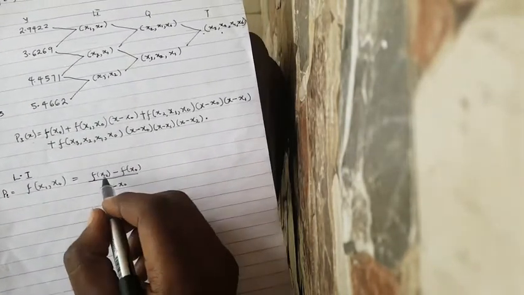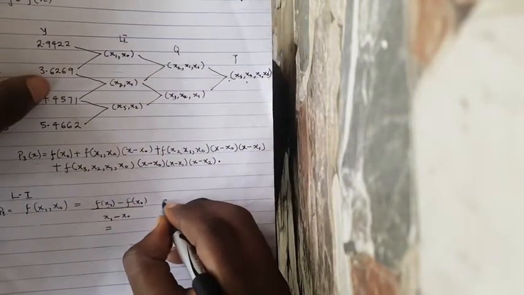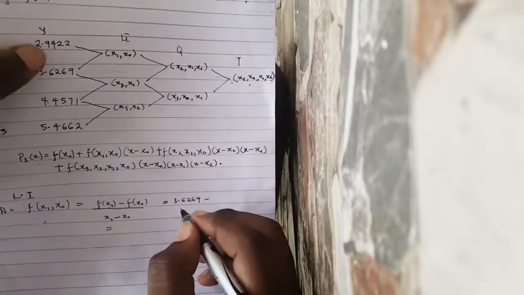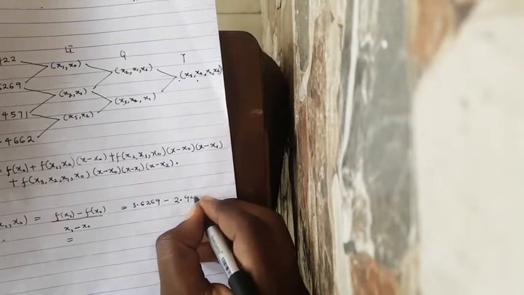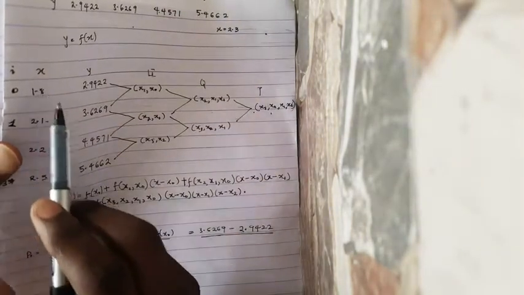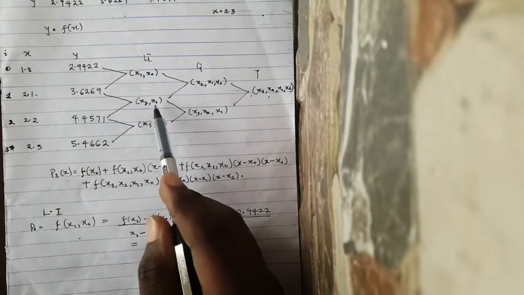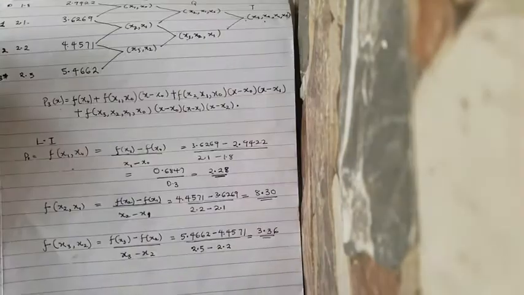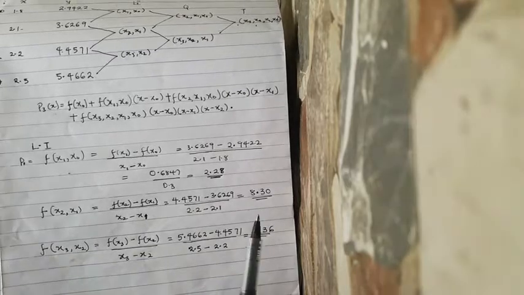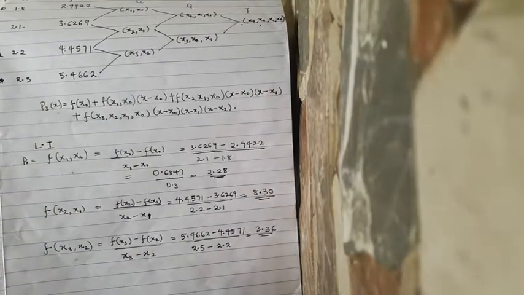From here, you know your f of x1. This is x1, so f of x1 will be 3.6269, minus the f of x0, which is this one, because this is x0. The x1 is 2.1 and the x0 is 1.8. I'll do the same thing for x2, x1 and x3, x2 shortly. When you solve it, this is what you get. The first one 2.28, 8.30, 3.36, all approximated to the nearest second decimal point.